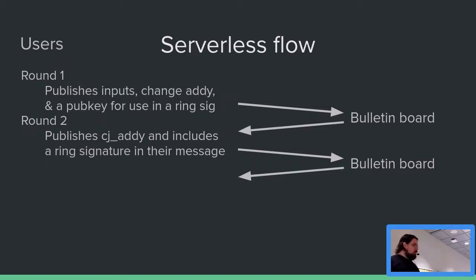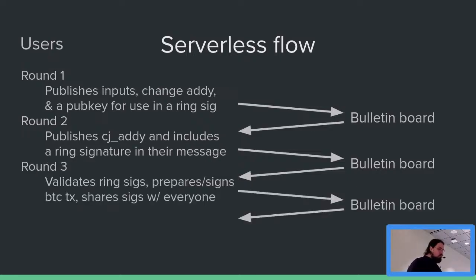And that's great. Then everyone can review that and say, okay, I know that the person who published this output also contributed an input, but I don't know which one he was. And we're doing the same thing the server would have done, but without needing a coordination server. We just need somewhere to post data. Okay, so after we've done round 2, we do round 3. Everybody checks that the ring signatures are valid, and then everybody prepares and signs the Bitcoin transaction.